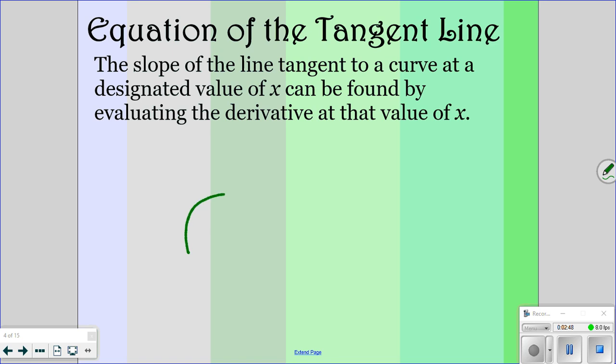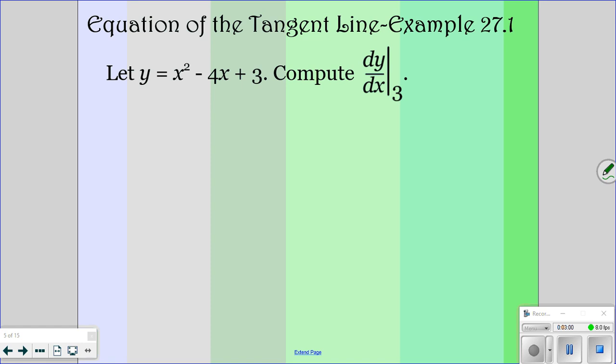If we have a curve and we want to know what the slope is at this point here, we find the derivative and then we plug in whatever your x value is. Okay, so we want to find the slope, the derivative, at 3. That's what that says. Compute the derivative at a value of 3. So the first thing we need to do is find our derivative. So the derivative of x squared would be 2x. Derivative of this next term would be minus 4. And derivative of 3 is 0.